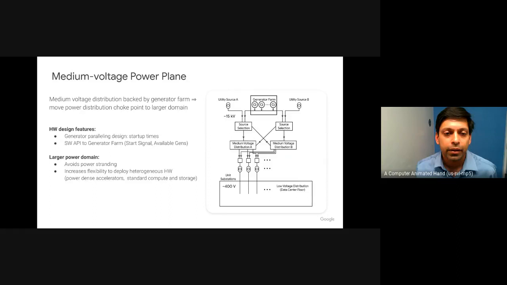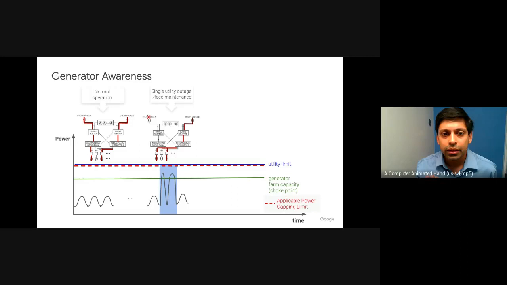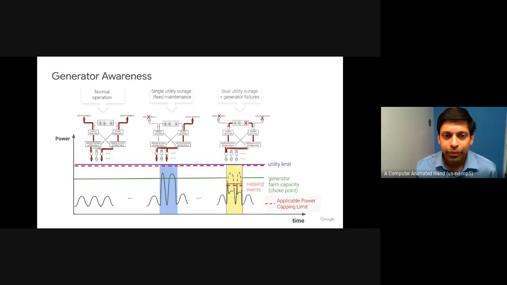Another key innovation was reducing the amount of time the gen farm choke point is actually active through the life cycle of the data center. To illustrate the importance of managing the active state of the choke point, let's look at the normal operation of this architecture. In this case, given the two-end topology, the load is split evenly between the two utilities. When one of the utilities becomes unavailable, the other utility line automatically picks up the load. As each individual utility is oversized compared to the generator farm, there is still no observed capping. This capping can only occur in the event of a dual utility outage. This is the only case where the generator farm choke point is active.